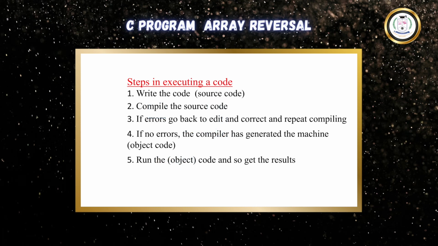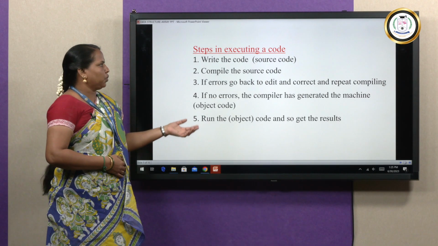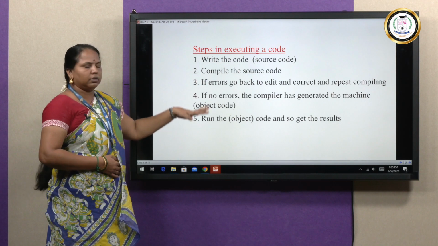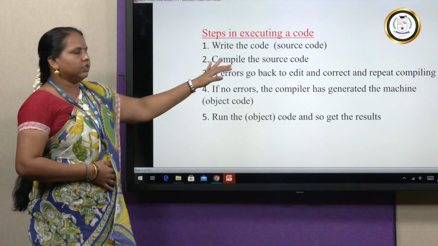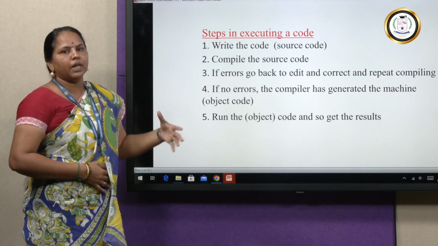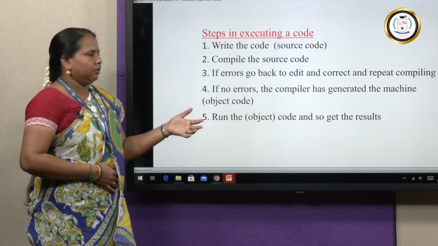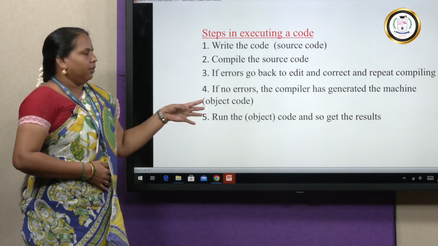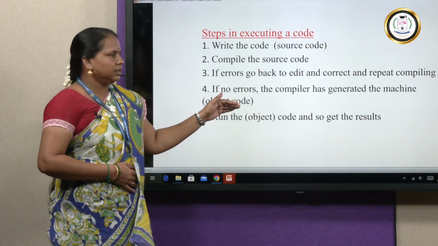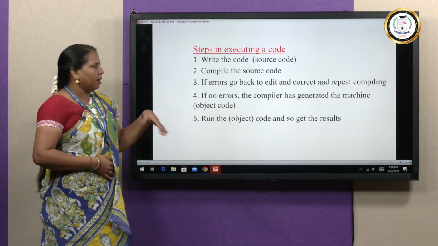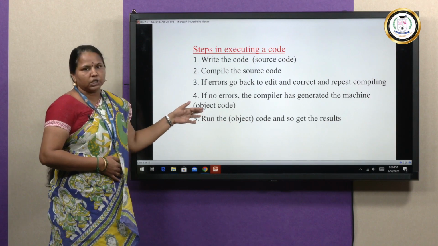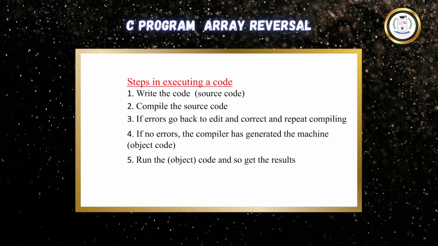So what are the steps in executing this code? First of all, we write a code in a C program. I'm going to do array reversal with the C program. We write the source code, and we have to compile this source code with the C compiler. If there is an error, we have to go back to edit, correct it, and repeat the process. If there is no error, the compiler generates the machine code, which is an object code. Finally, I run the object code and we get the result.